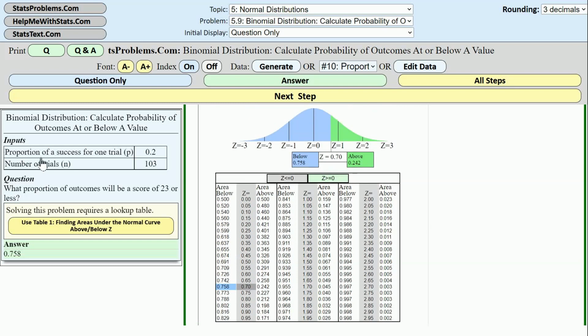With the proportion of a success for one trial of 0.2 and the number of trials equal to 103, the proportion of outcomes that will have a score of 23 or less is 0.758.